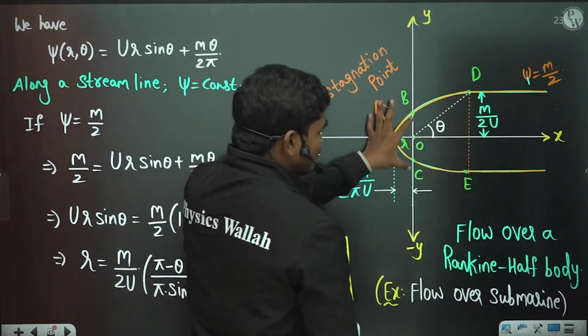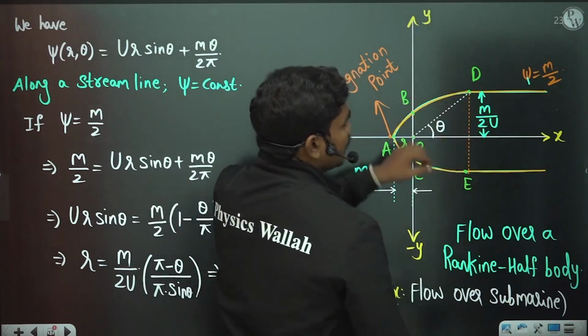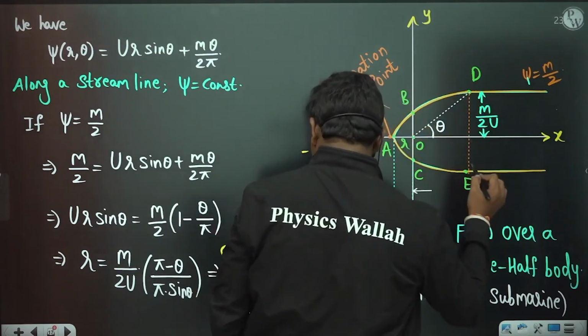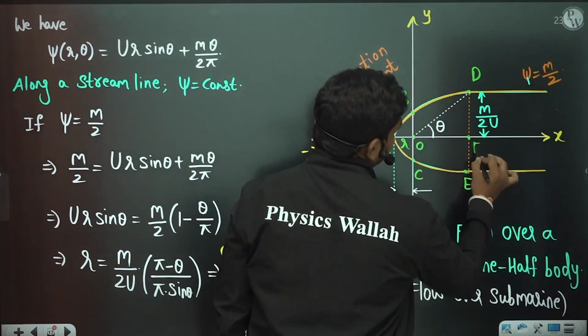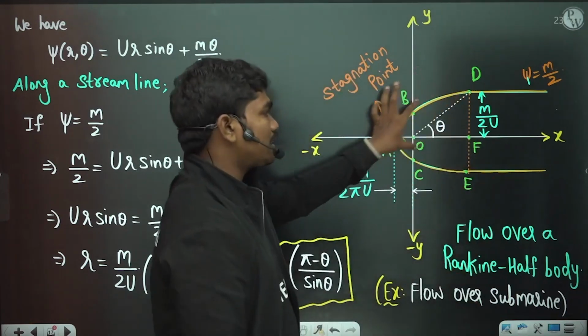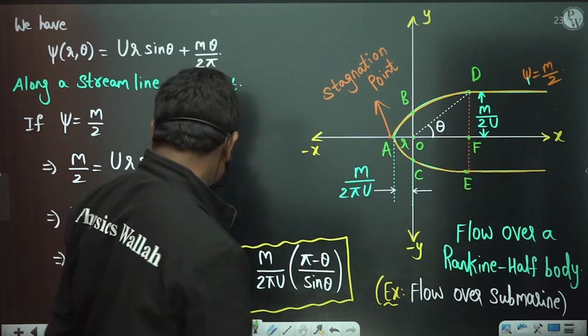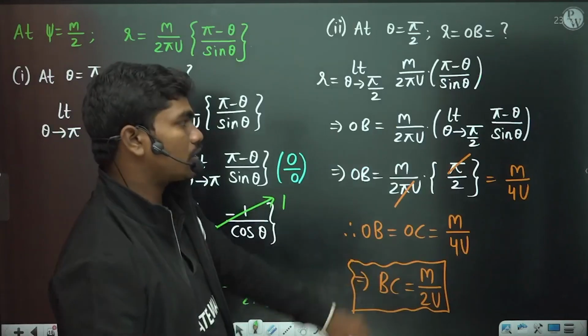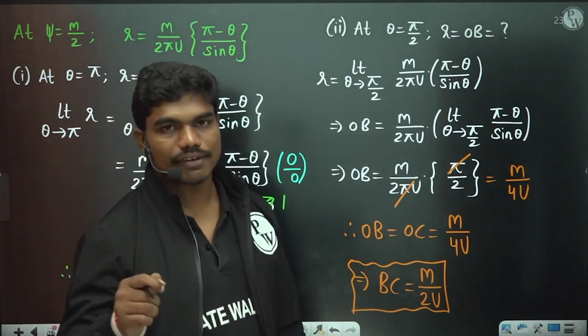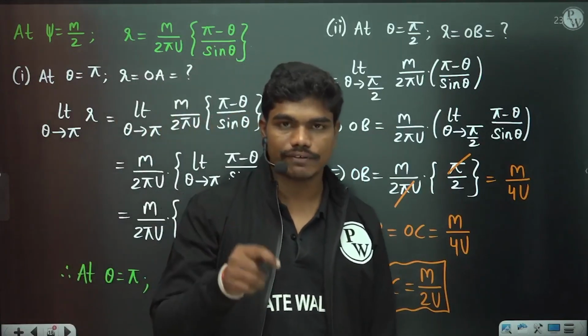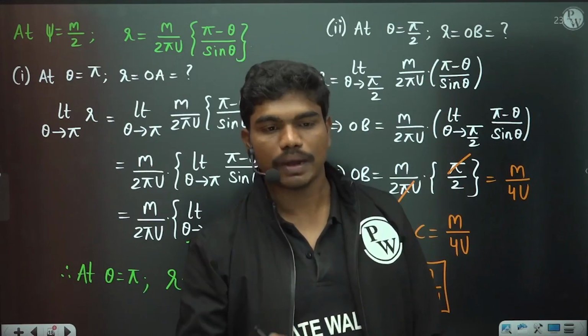Okay, so BC is equal to half of this DE, or basically if you keep this point F in this case, this FD is nothing but the BC value. Because you see BC is also m by 2u that we have calculated here. Clear? So that's how we calculate the radius values at different angles, theta equal to 0, theta equal to pi by 2, and theta equal to pi actually. Clear?